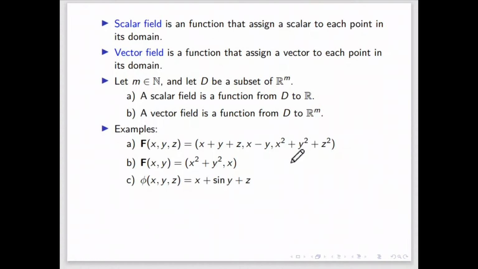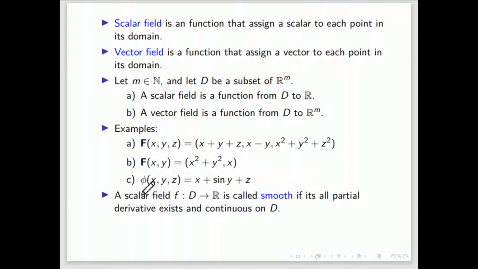So the first one is the example of a vector field, three components: x plus y plus z, x minus y, and x square plus y square plus z square. So this is a vector field from R3 to R3. This is from R2 to R2, and this is part C. This phi function of x, y, z is a scalar field because it is a mapping from R3 to R. Its range is in real numbers, so it is a scalar field.